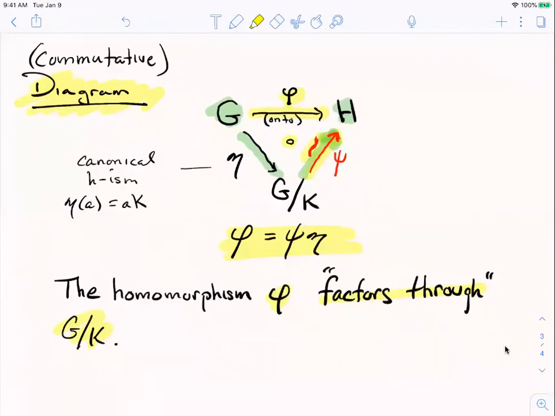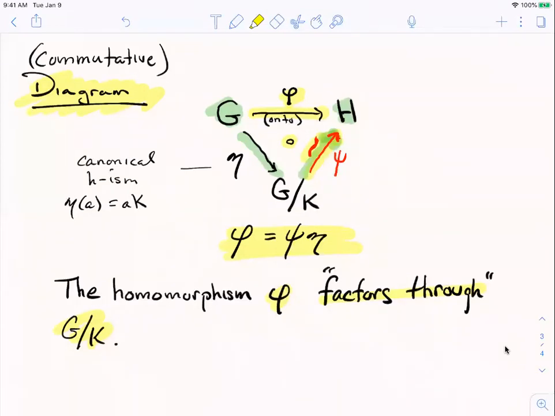So if you've been wondering, and I hope you have, why this set of cosets is called a factor group, what does that even mean? This picture is why it's called a factor group, because the homomorphism factors through the quotient group by its kernel.